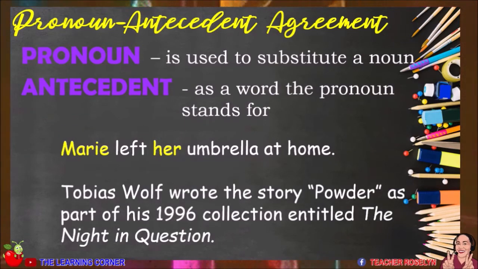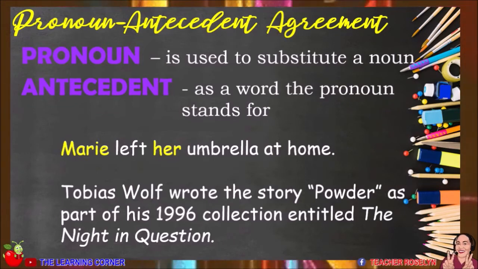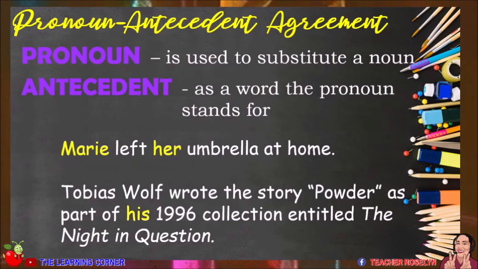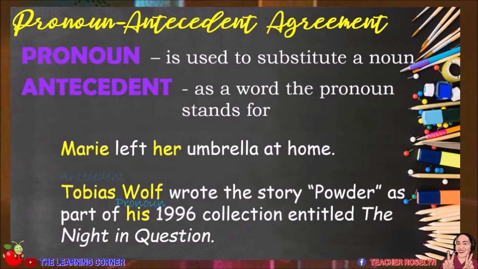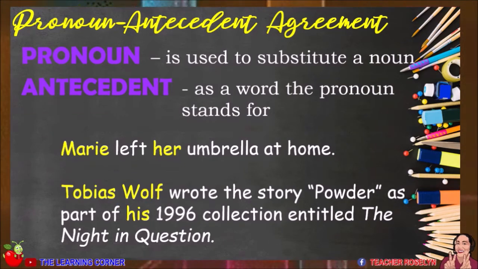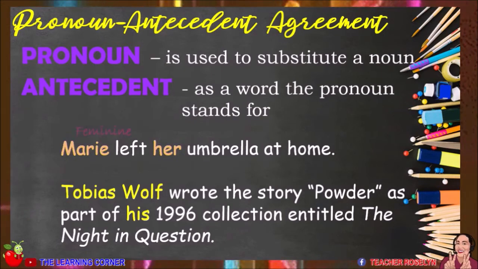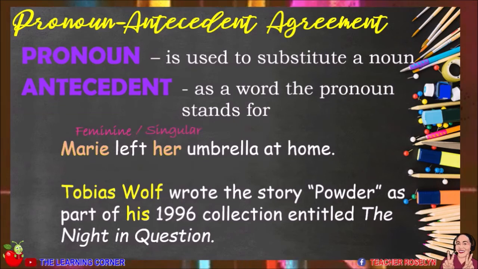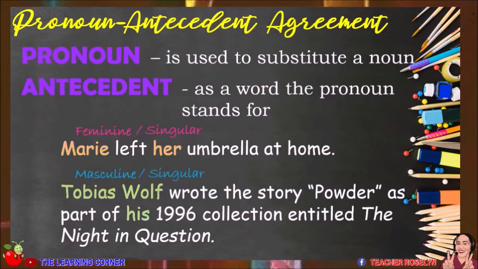Another example, Tobias Wolff wrote the story Powder as part of his 1996 collection entitled The Night in Question. In this sentence, the pronoun used is his, and the antecedent is Tobias Wolff. A pronoun must always agree with its antecedent in person, gender, and number, just like Marie and her, which are both feminine and singular. Tobias Wolff and his are both masculine and singular.